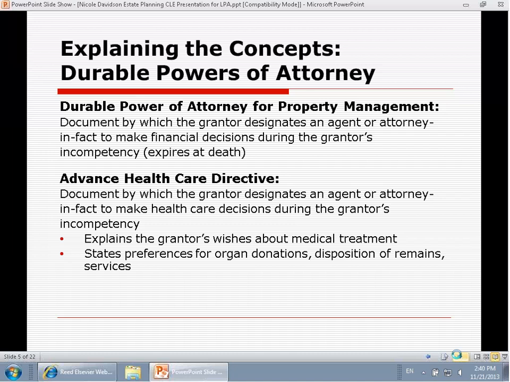This is where you often hear of end-of-life decisions or the living will. So if you're in an irreversible coma or persistent vegetative state, you may not wish to have life-prolonging treatment. Other things that can be accomplished in the Advanced Health Care Directive would be stating preferences for organ donations, disposition of remains, maybe a preference for burial or cremation, and services that the grantor does not want to have.